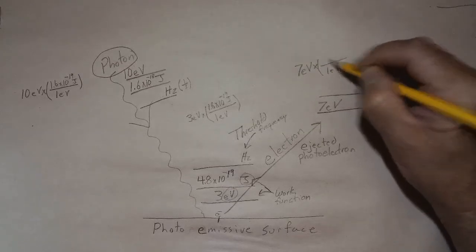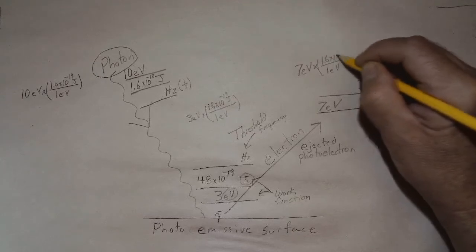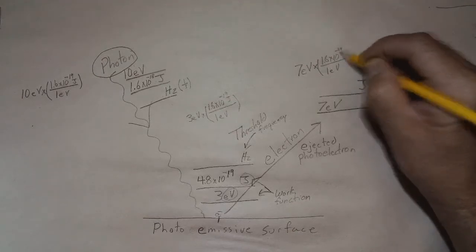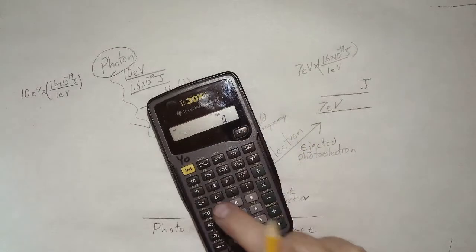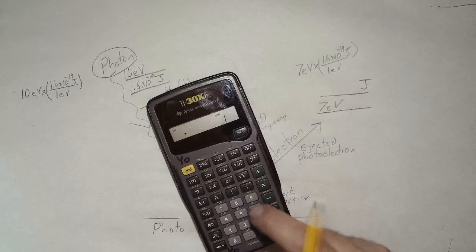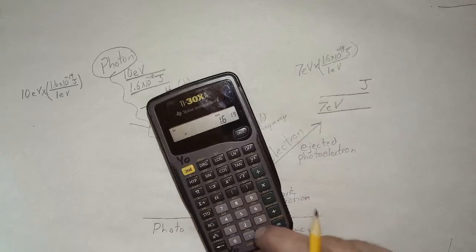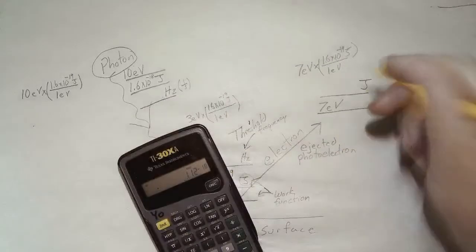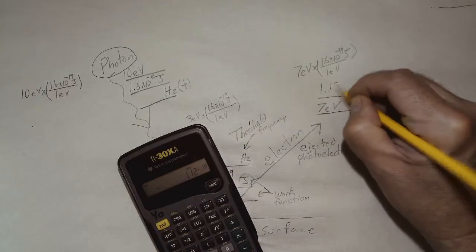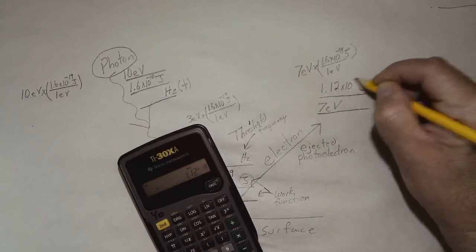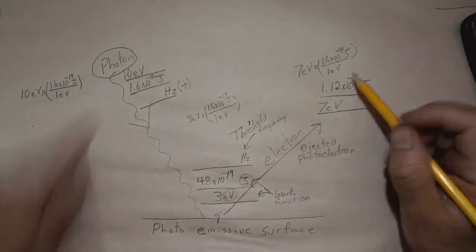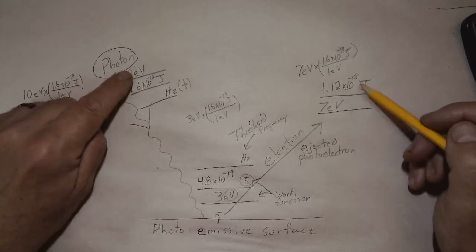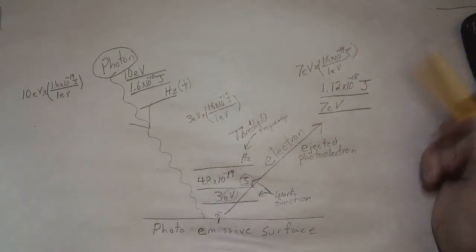1 eV is 1.6 times 10 to the minus 19th joules. 7 times 1.6 E minus 19 equals 1.12 times 10 to the minus 18th joules. That's how much energy that ejected photoelectron will have. So now we have our energies in both joules and electron volts for this thing.